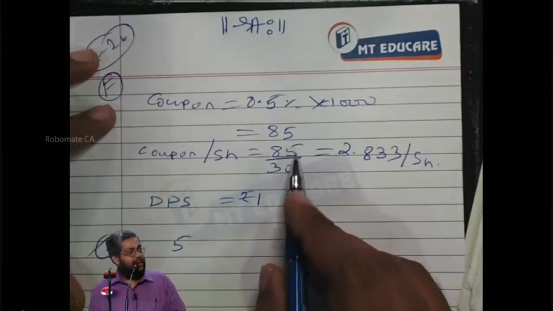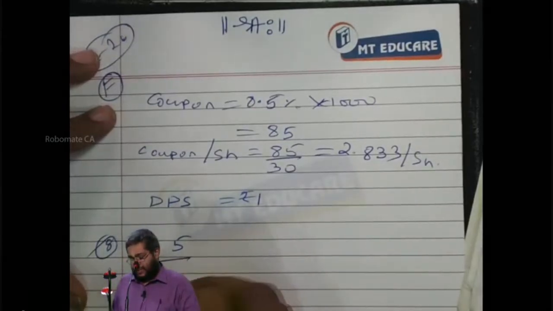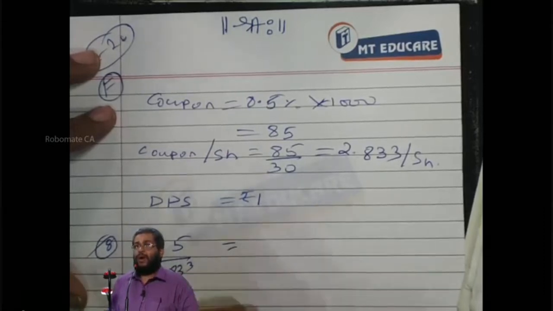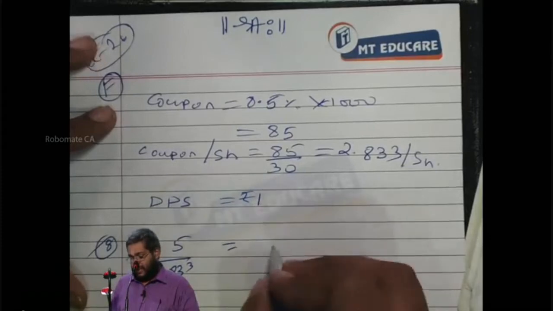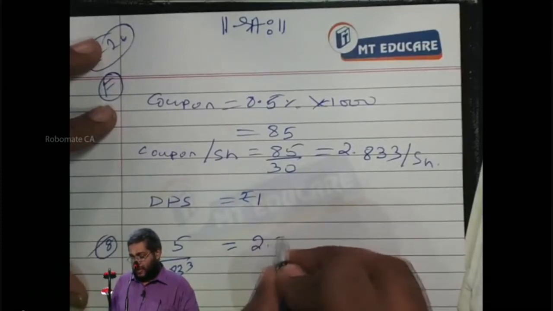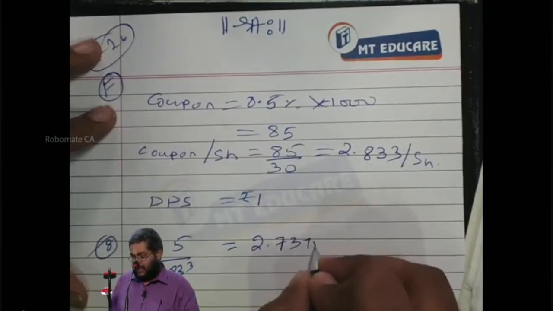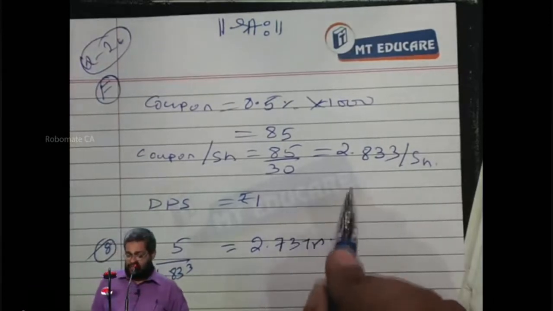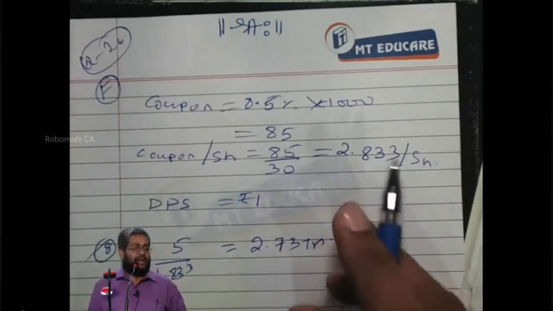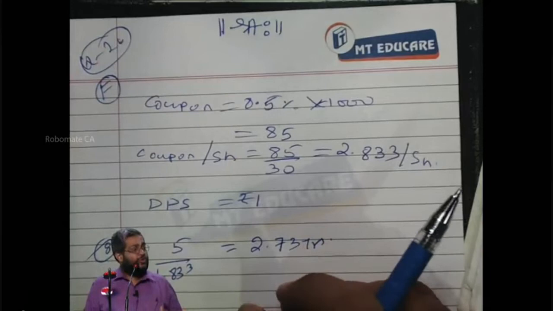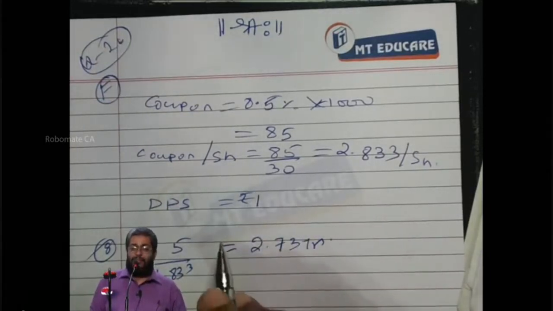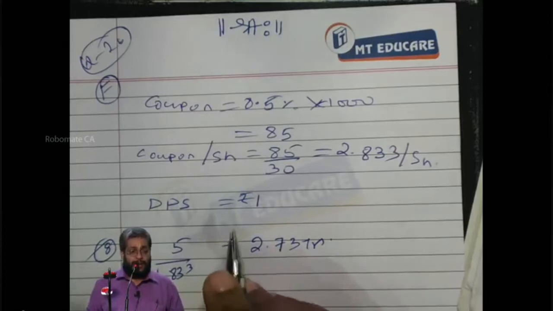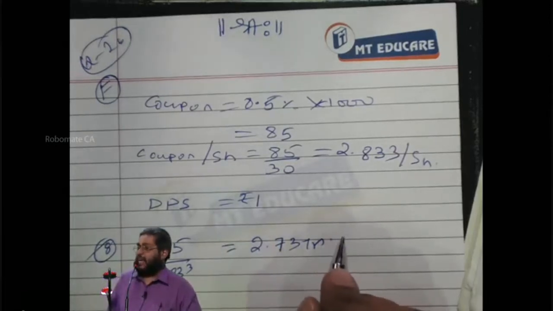Respond, are you following or not? Now, if this continues, it is 5 divided by what? 1.833. Tell me, what is the premium payback period? 5 by 1.833 is equal to how many years? 2.73 years. In other words, if this income difference continues, without time value, I will be able to recover my extra premium paid in that particular period. Are you following what I am saying?